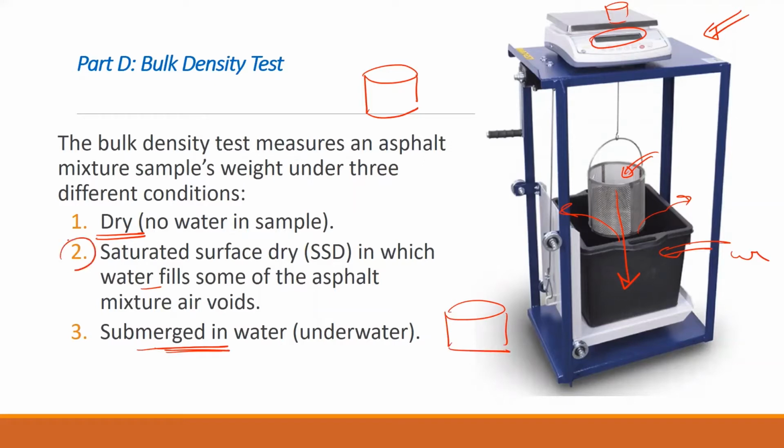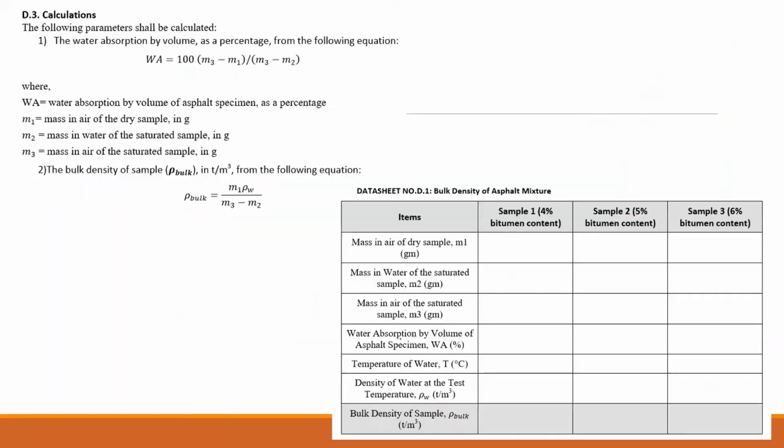The third mass reading is the weight in the saturated surface dry condition. So we wipe the surface, but still we have the water inside. We take this mass reading as the saturated SSD mass. You have another table to fill here. As I told you in the demonstration, we use the 5% sample. We take the sample weight in dry condition, the mass in water, and the mass in air with saturated surface dry condition.